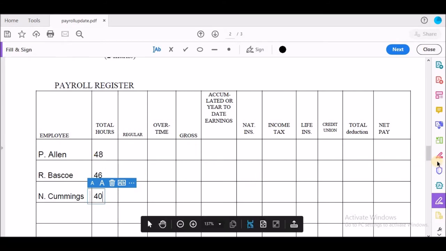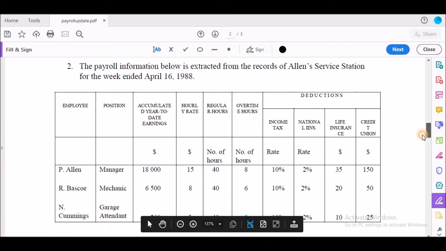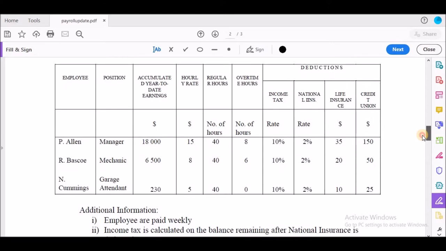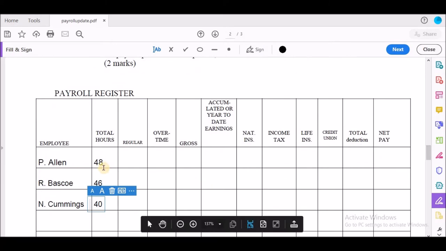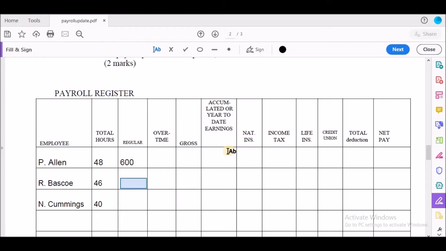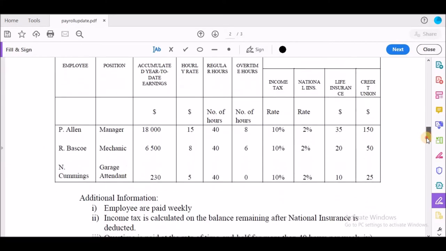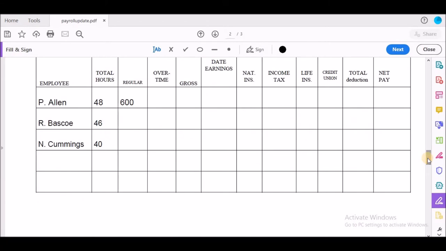So 40 hours, what's the rate for regular? They're paid $15 for Allen, $8 for Basco, and $5 for Cummings. So we multiply 40 times 15, and that gives us $600 for Allen. For Basco, his rate is $8, so 40 times 8 is 320. And for Cummings, it's 5, so 40 times 5 is 200.